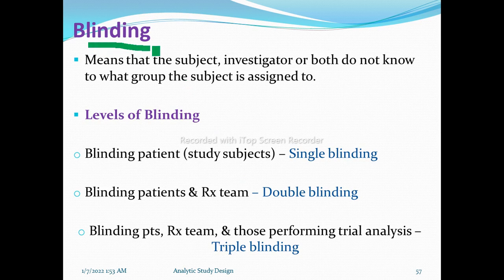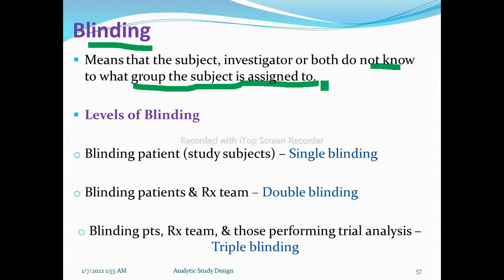So blinding means that the subject or investigator or both do not know to which group the subject is assigned. So they don't have knowledge of which group they are assigned to. This is known as blinding. It's masking whether the subjects are in the placebo group or in the treatment group.